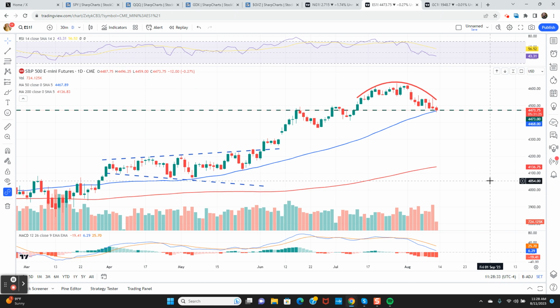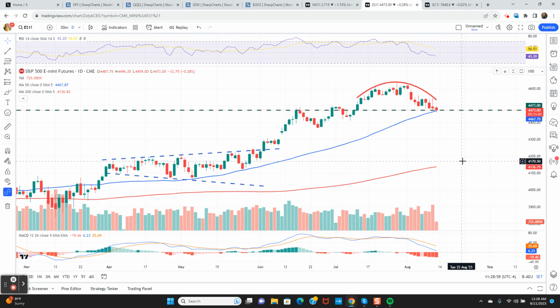I want to discuss S&P futures trading, E-mini S&P futures trading, and just talk a little bit about the setup here and gold miners. So we start with a daily chart of the E-mini S&P futures. It's always good to get a bigger picture look first and then zoom in on the shorter term price action.